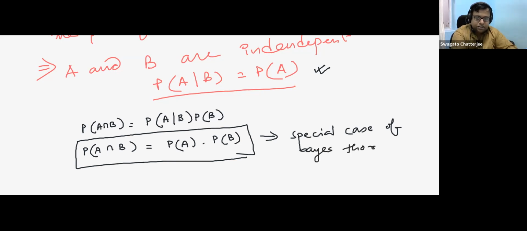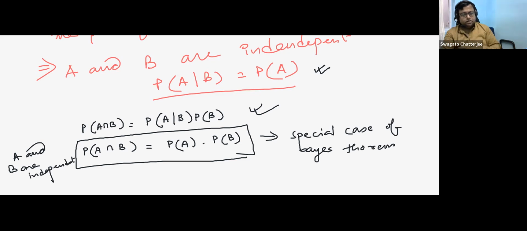This is a general case. For all general cases, this will happen. But if A and B are independent, this will happen. So we very easily use this: P of A intersection B is P of A into P of B. Most of us do not know the derivation. So this is the basic derivation behind why this happens.